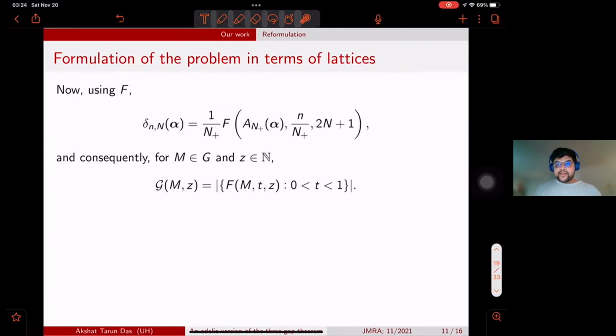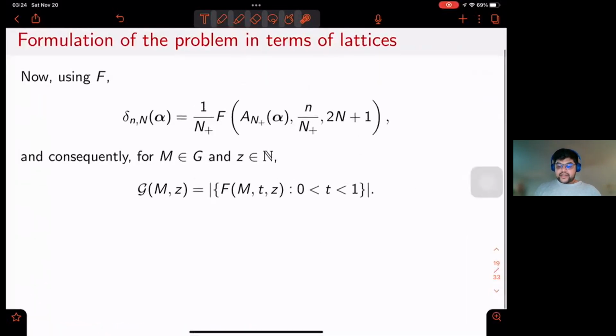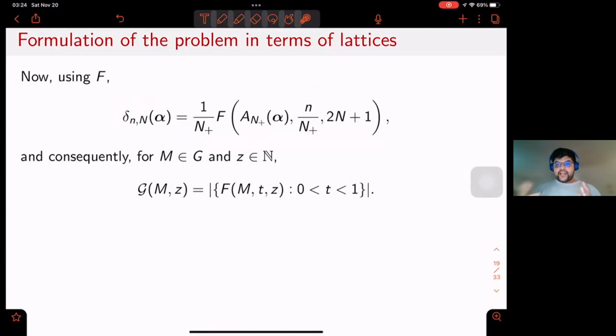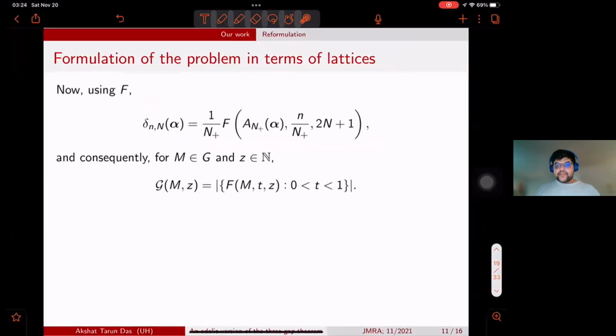So if we take the particular case where M is an plus alpha and t is n plus, then actually the nearest neighbor distance can be defined in terms of the function f. So this completes a very important step in our proof, where we have been able to write the nearest neighbor distance in terms of a function on the space of lattices.